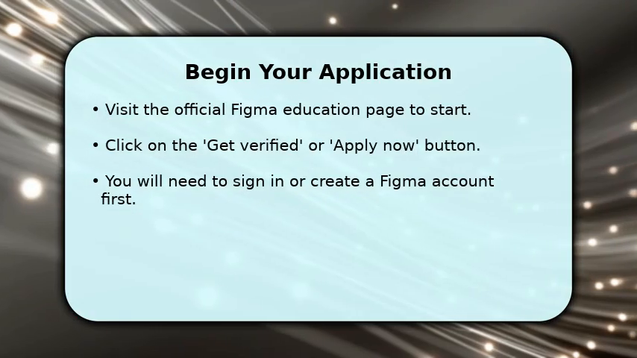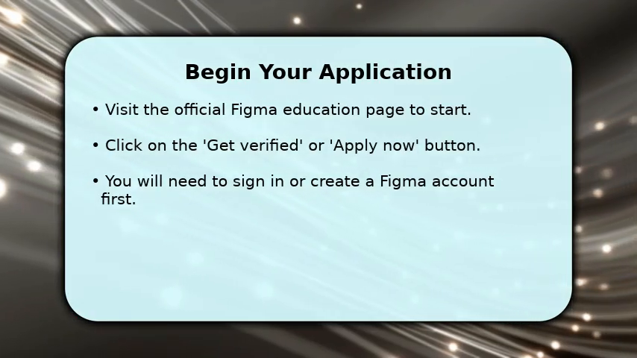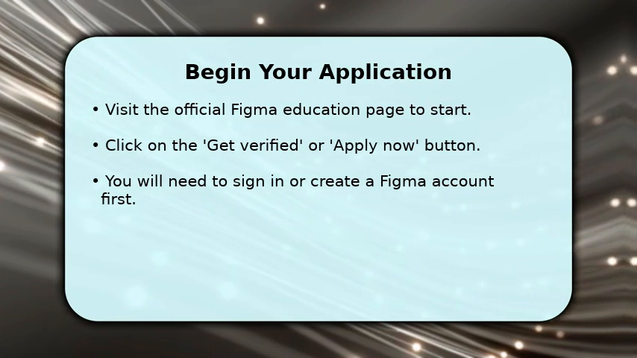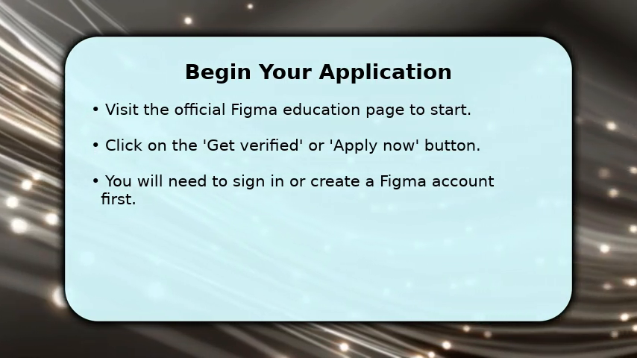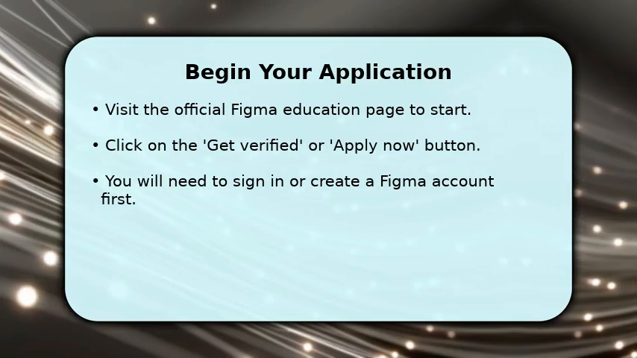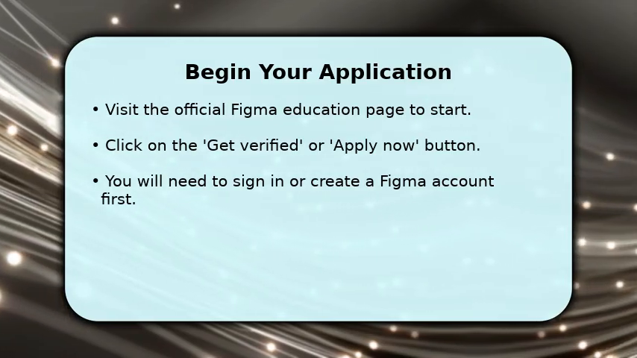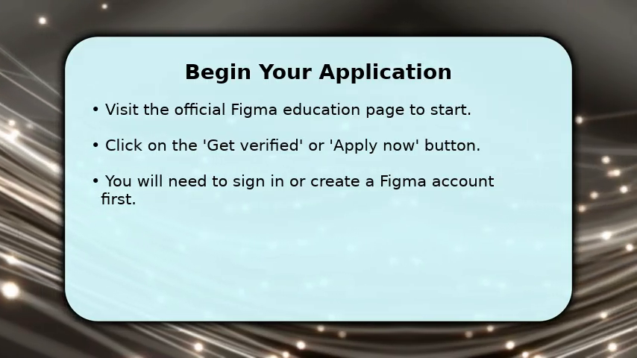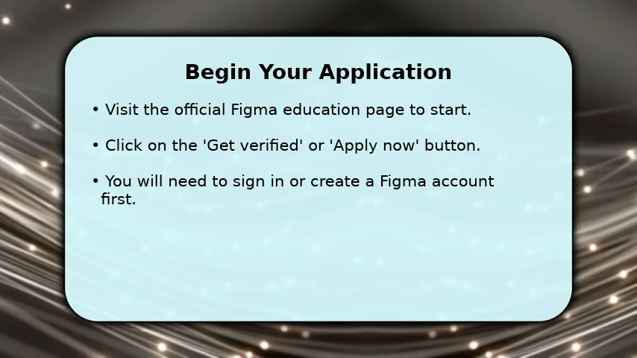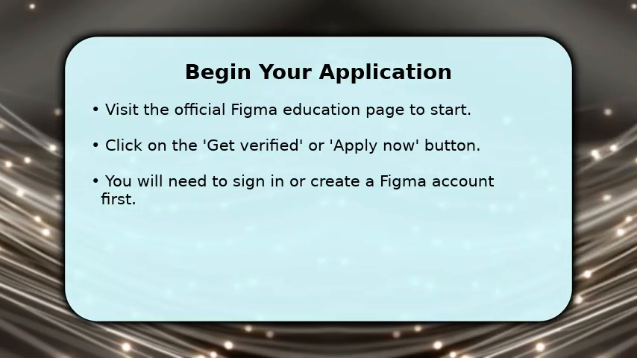To begin, navigate to the official Figma education page. Look for the prominent Get Verified or Apply Now button and click it to proceed. Before you can apply, you'll either need to sign in to an existing Figma account or quickly create a new one if you don't have one yet. This step is crucial for linking your student status to your Figma profile.